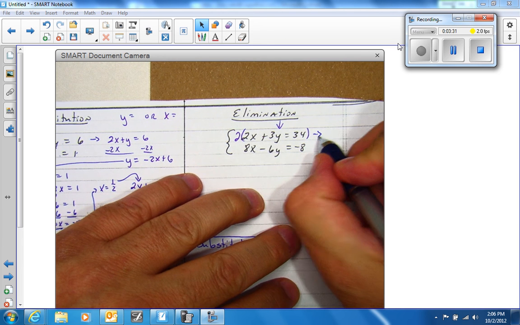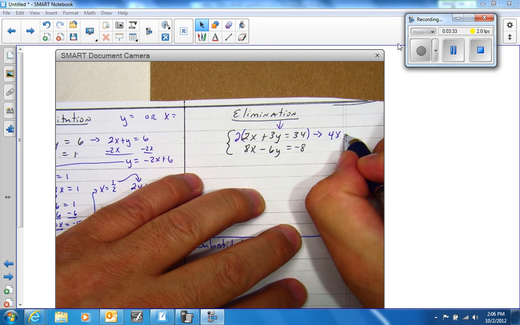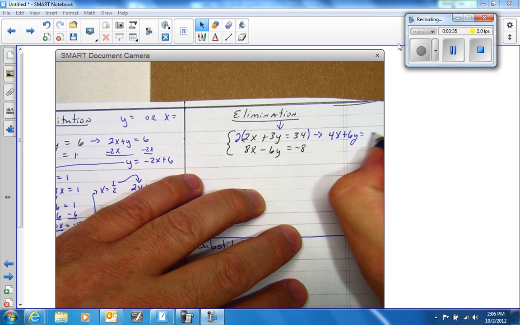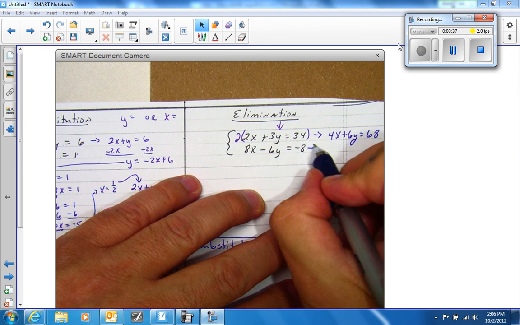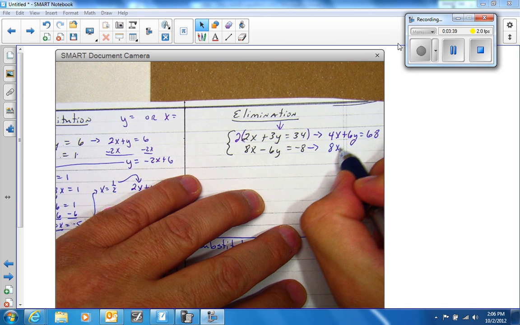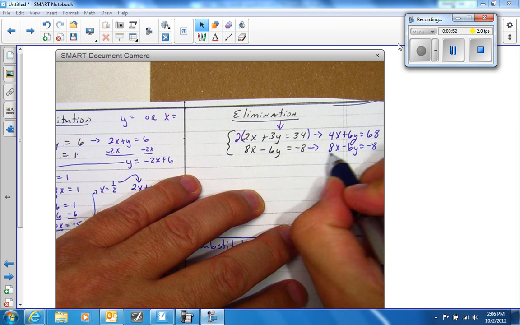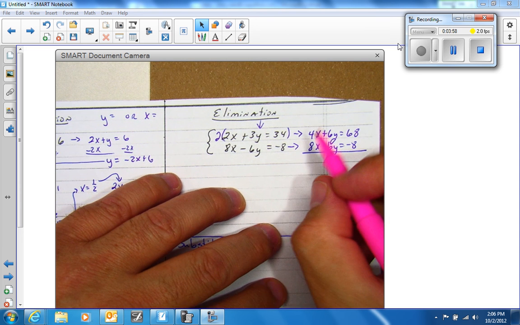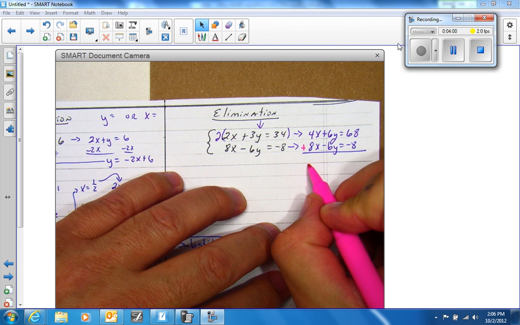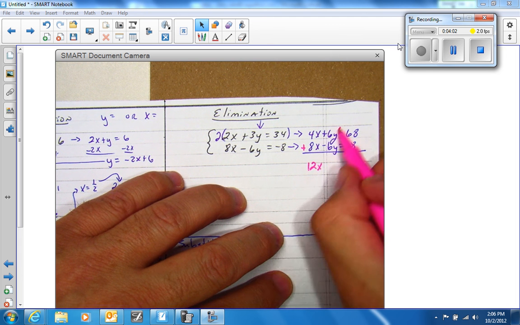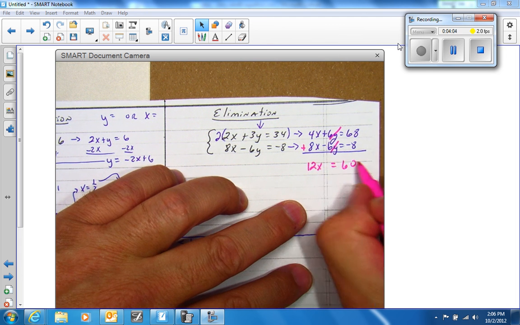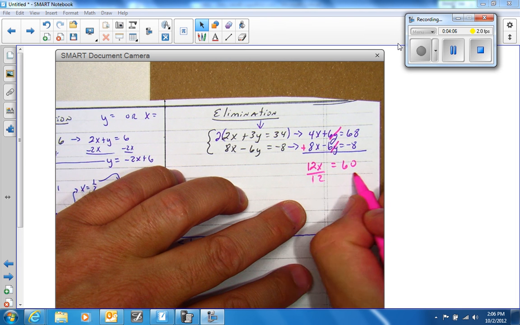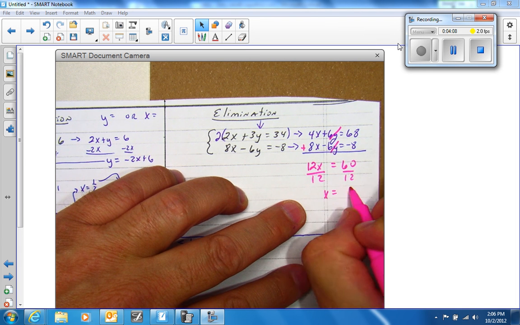So when I multiply that by 2, I get 4x plus 6y equals 68. This I'm going to leave by itself as 8x minus 6y equals negative 8. Simply just add straight down in this case. So when I add straight down, I end up getting 12x. These cancel out, equal 60. I then divide by 12. x is equal to 5.